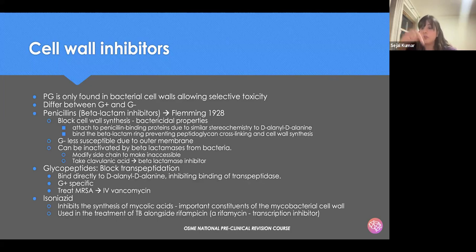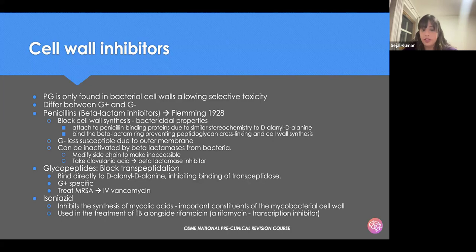But we can also work around this because you can modify the side chain to make it inaccessible to beta-lactamases. And you can also inhibit beta-lactamase by using things like clavulanic acid. You can also use other adjuvants while treating with the antibiotic to inhibit the enzyme as well.